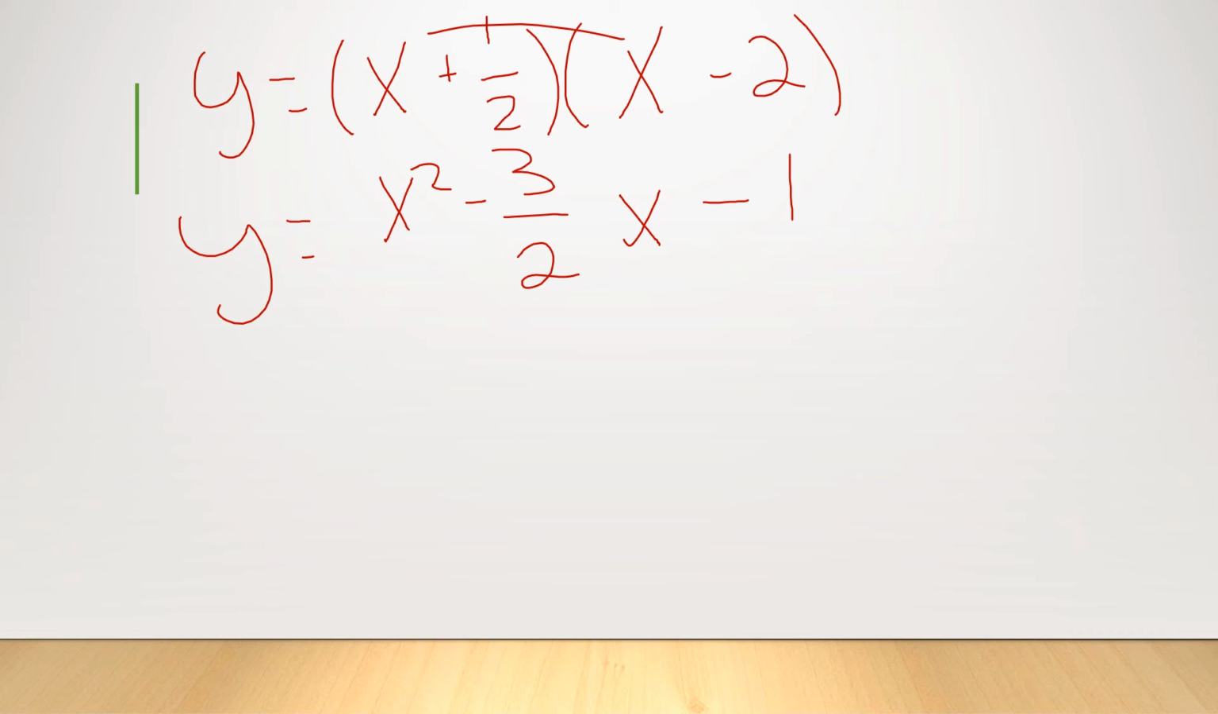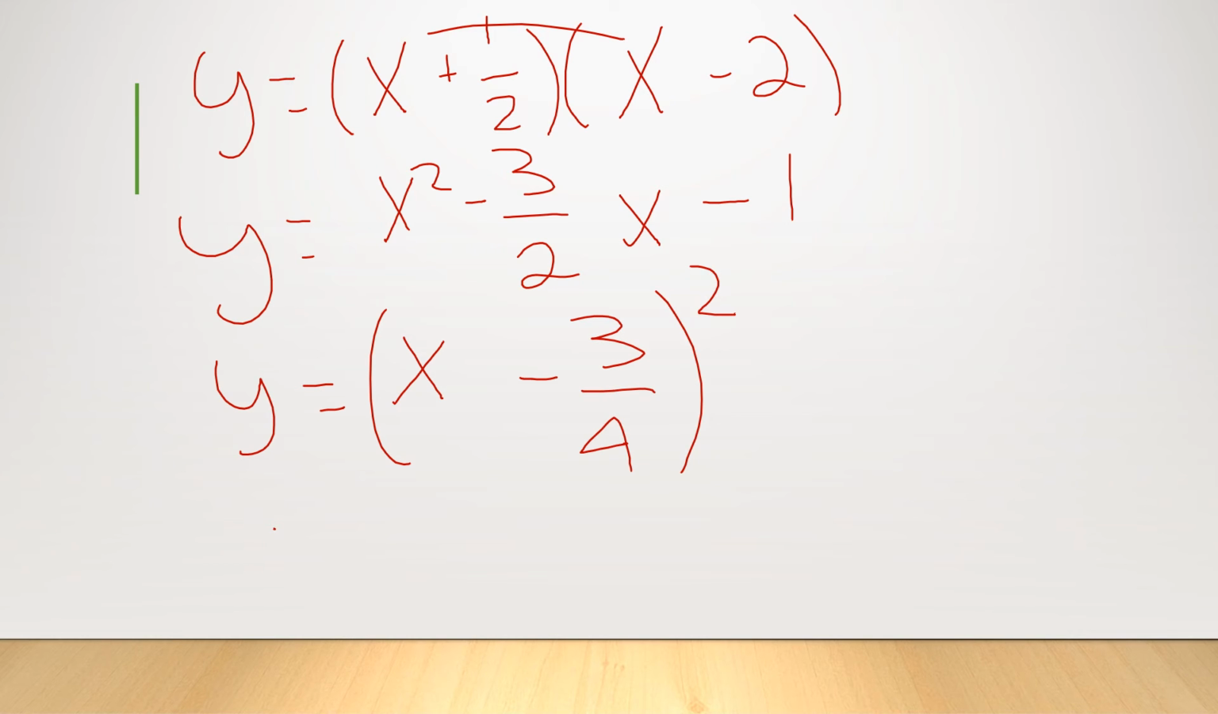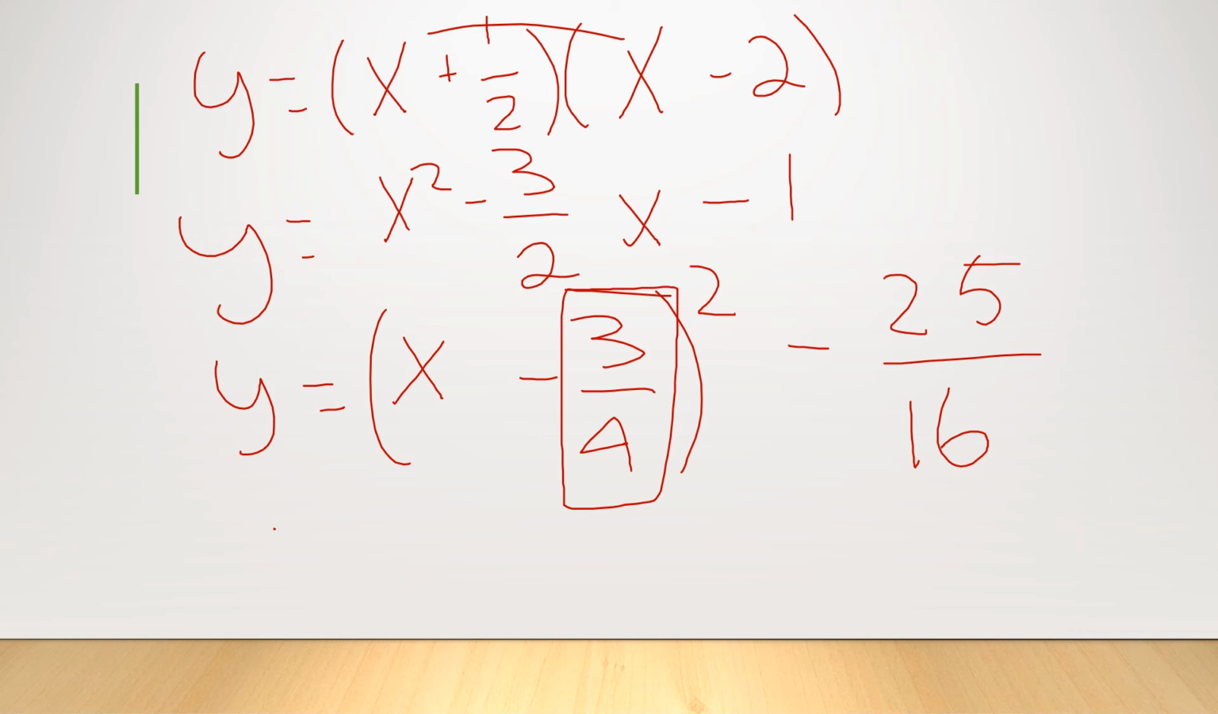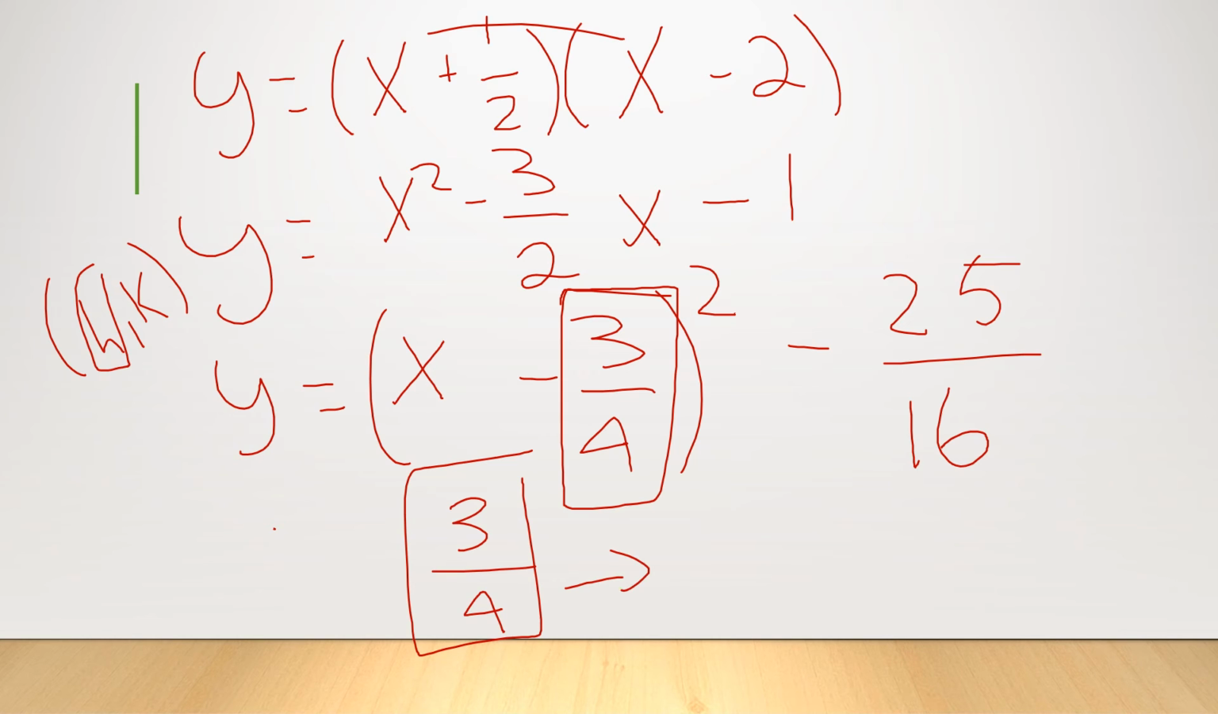And after you complete the square, you should get y equals x minus 3/4 squared minus 25/16. And since it's only asking you for the x-coordinate of the vertex, which we know is h, k, is going to be h, it is going to be 3/4, is going to be the x-coordinate of C.